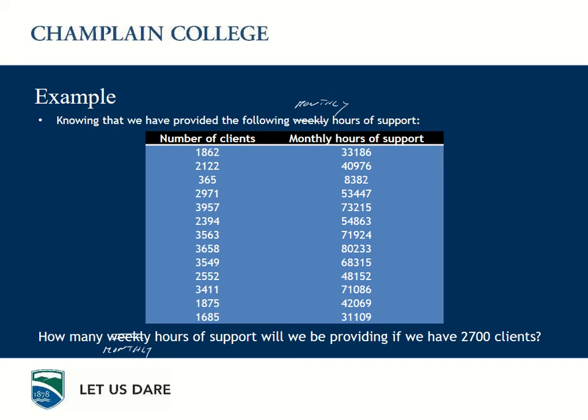So knowing that for the company that has 1,862 clients, there were 33,186 hours of support, and for a company with 2,122 clients, there were 40,976 hours of support, and so on, we try to predict how many hours of support will be needed, for instance, if there are 2,700 clients in a company. That's the type of exercise where we'll be trying to do our best estimate.